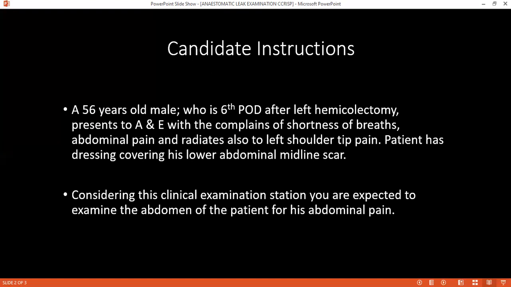Right. So if you have read and understood, considering the clinical examination station, kindly begin.